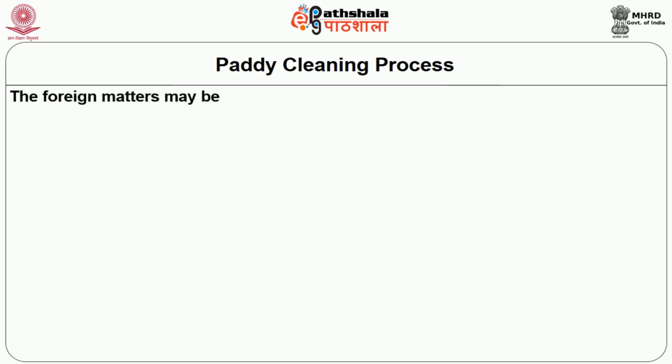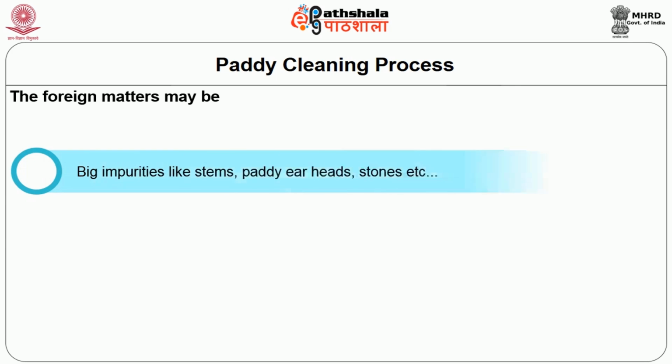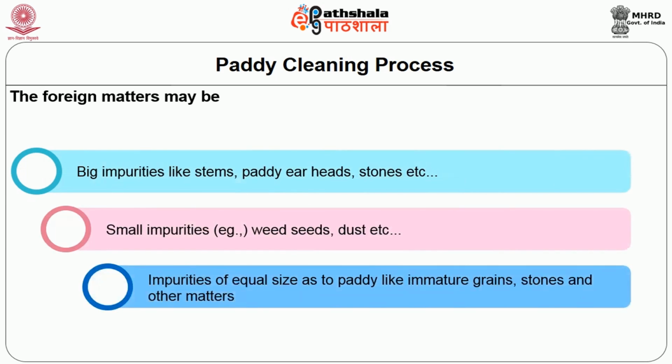What are the foreign matters present in the paddy? Different types of foreign matter may be present in the paddy grain: big impurities, small impurities and impurities of equal size. Examples of big impurities are stems, paddy earheads and stones. Small impurities are dust and seeds. Impurities of equal size include immature grains, stones and other matter.